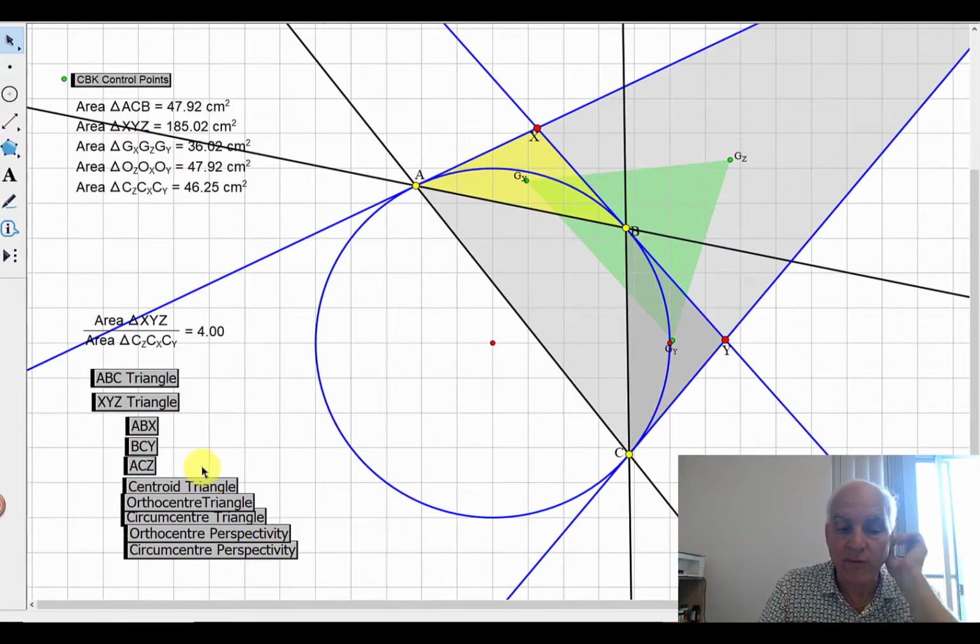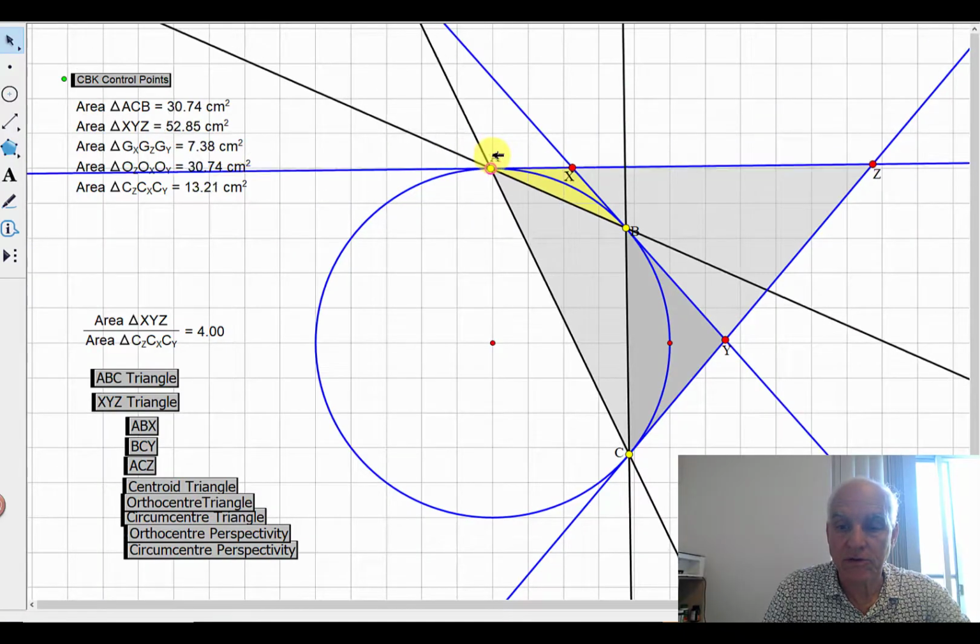Okay, so that was the centroid triangle. Let's get rid of that, and let's go back here so we can see our external triangle and ACZ.